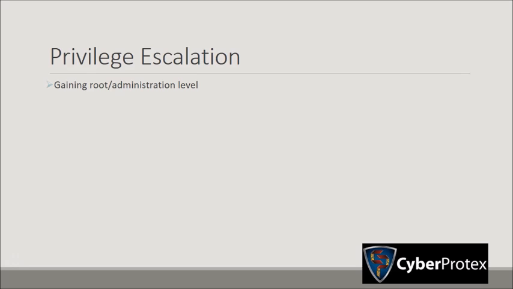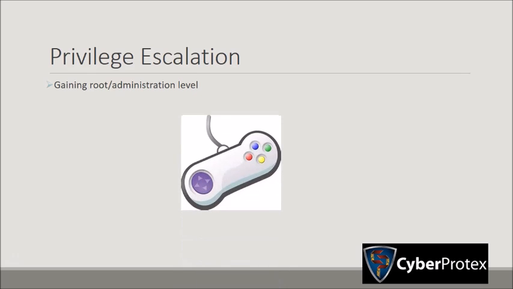Another way to think of this is in terms of video game cheat codes. If you got this video game and it's got the potential for putting in cheat codes, and you put one in there that makes you invincible or makes you just able to do a bunch of ridiculous stuff, that's kind of the same concept of what's going on here with the privilege escalation.